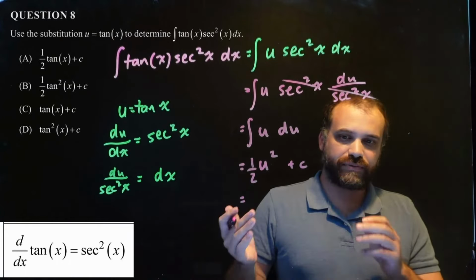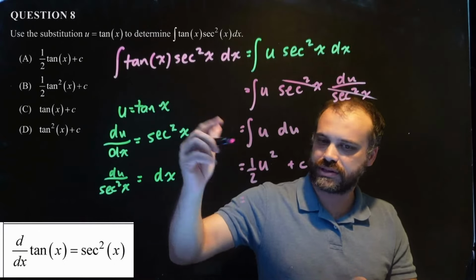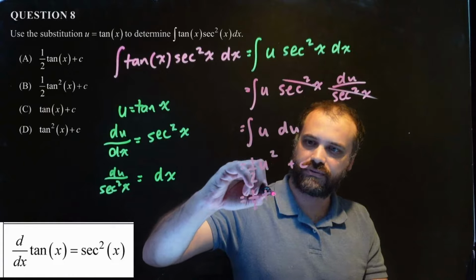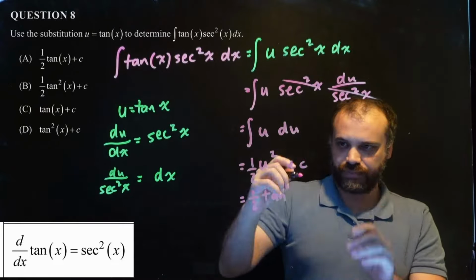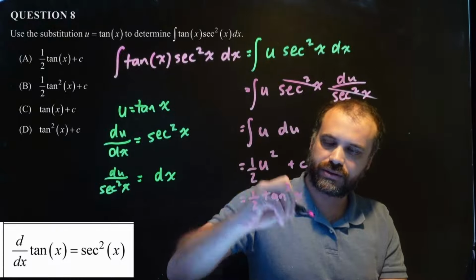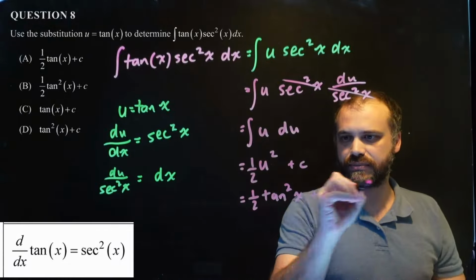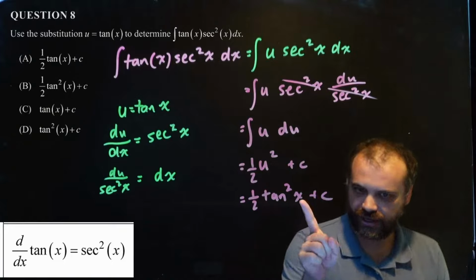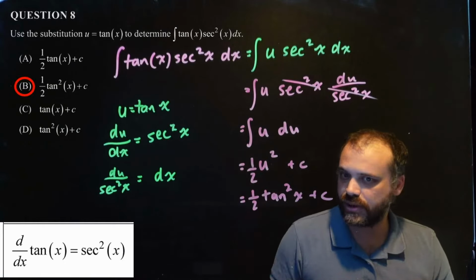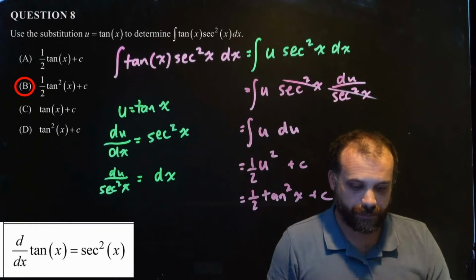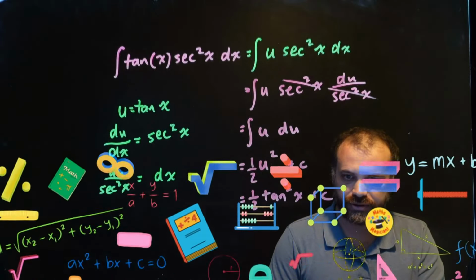But u was never u. u is tan x. So half tan squared x. We can write it as tan x squared, but when we're dealing with trig, tan squared x is the same thing. Can I see that up there? I believe I can. Half tan squared x plus c. The answer is B. Very straightforward.